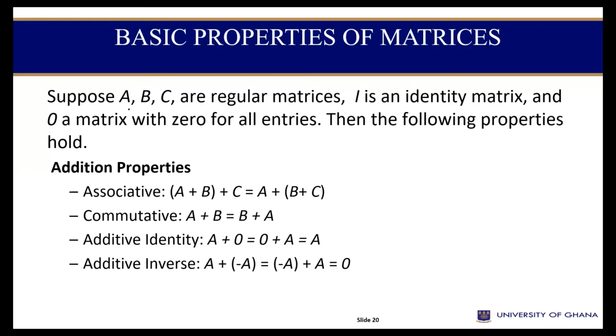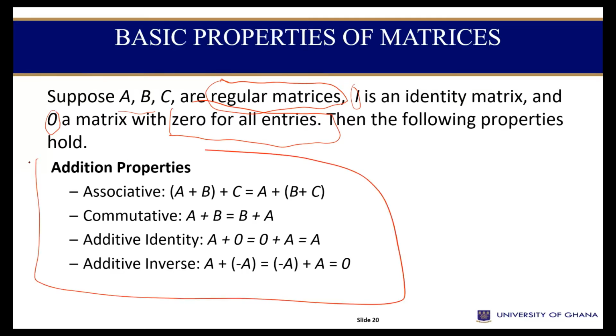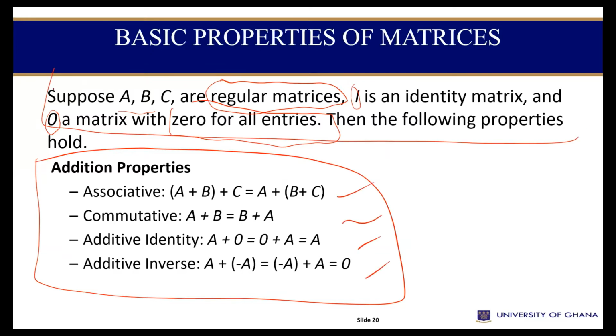Please note that suppose we have matrices A, B, C, and they are all regular matrices, and we have I as an identity matrix, and also 0 as a matrix with 0 values for all entries. Then these addition properties will hold, which is straightforward. Matrix A plus B, in brackets, plus matrix C should be equal to A plus B plus C. The rest are the same. If this rule exists, then that exists.